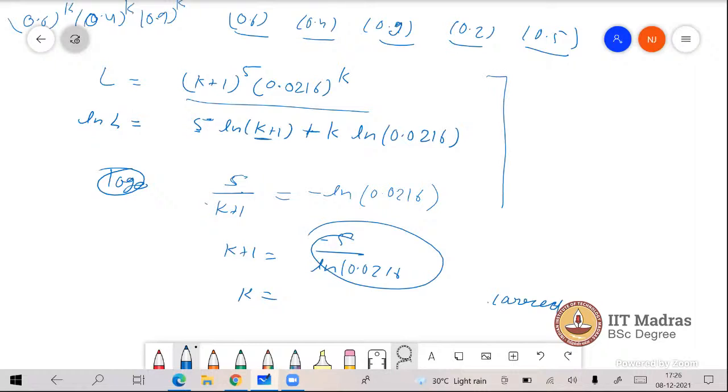I think I've taken log base 10, sir. That's why I got it. Yeah, that's why you have to take care of that. If you are taking log base 10, then you have to take care of that constant. So always take log base e.